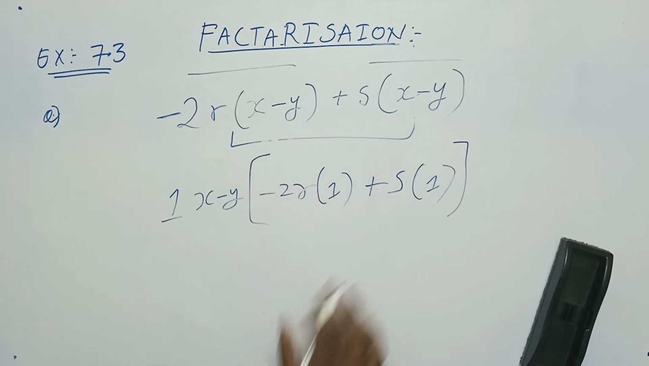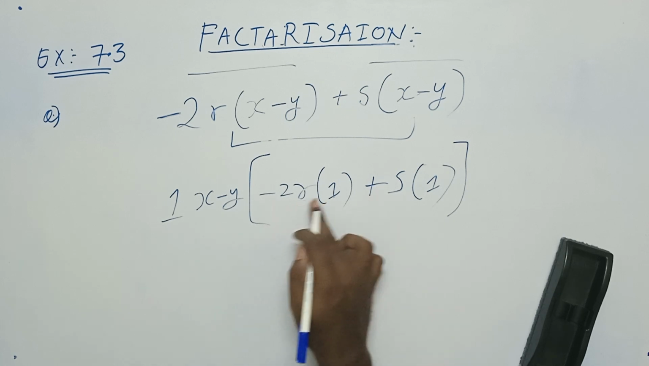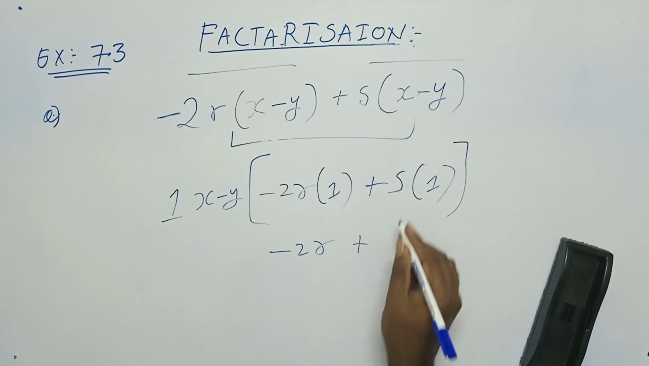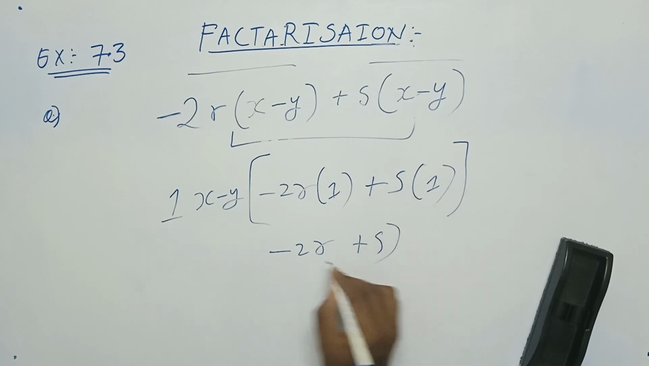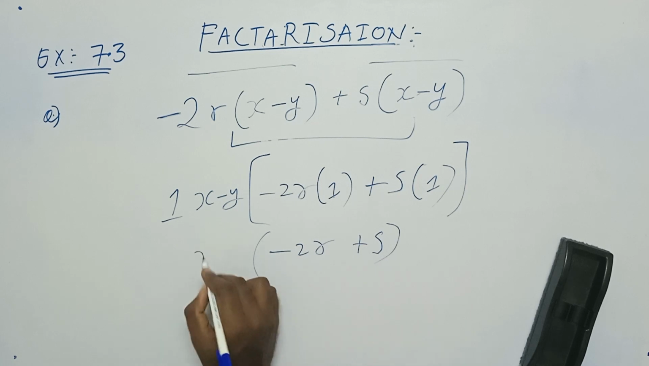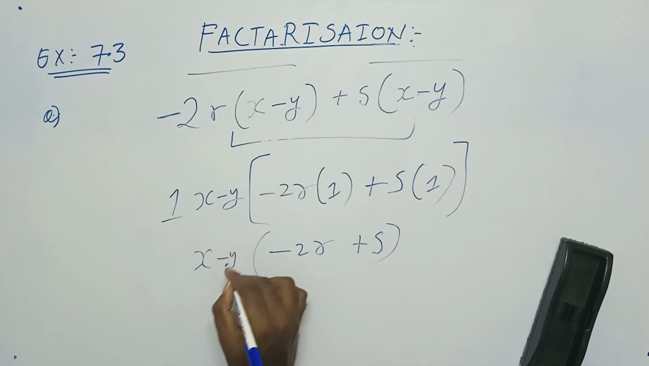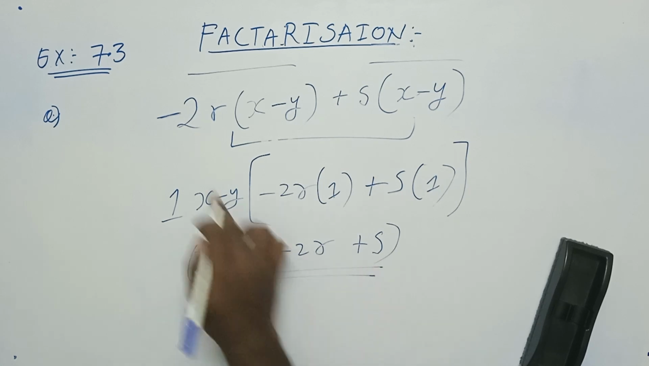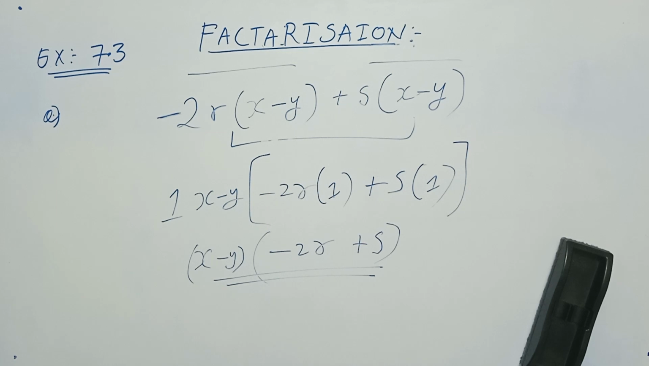So we got the value. Now we simplify the values within the bracket. It becomes minus 2r times 1 is minus 2r, and here we have a plus sign, s times 1 is s. So we got one factor getting multiplied with another factor. We got x minus y times minus 2r plus s, the product of two factors of the given expression. So this is how we find the factors of a given expression.